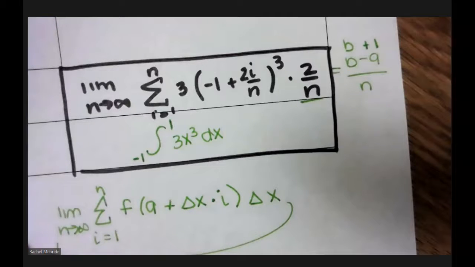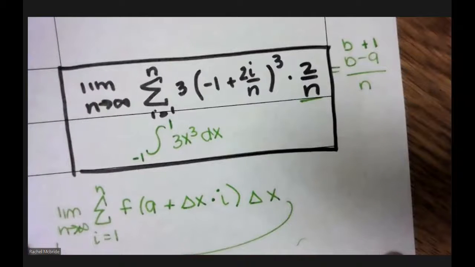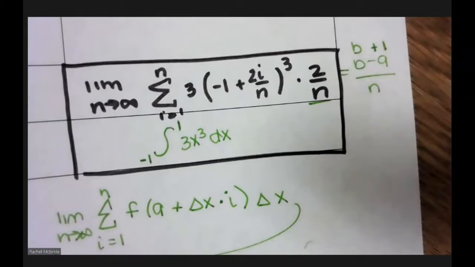Good. So you can go forwards and backwards now. Anybody still unsure of looking at the Riemann sum as a limit? Okay, I promise you that's the hardest part of today's lesson.